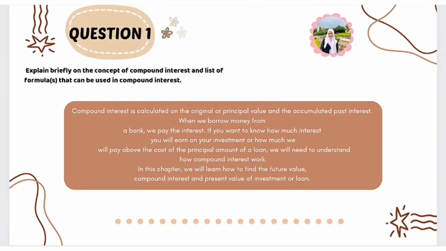So now I will explain briefly about compound interest. Compound interest is calculated on the original or principal value and the accumulated past interest. When we borrow money from a bank, we pay interest. If you want to know how much interest you will earn on your investment, or how much we will pay above the cost of the principal amount of a loan, we will need to understand how compound interest works. In this chapter, we will learn how to find the future value, compound interest, and present value of an investment or loan.